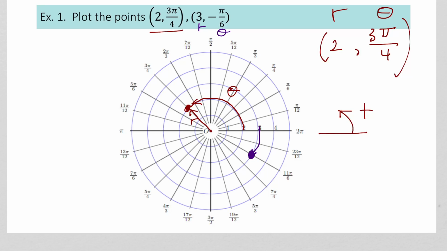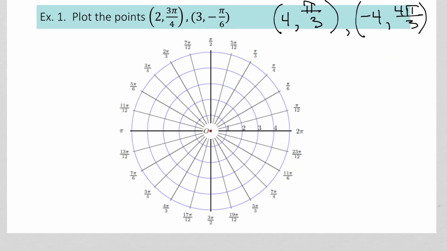So this is my theta, which is, in this case, negative pi over 6. And then this is my radial distance r, which is 3. And this is my point.